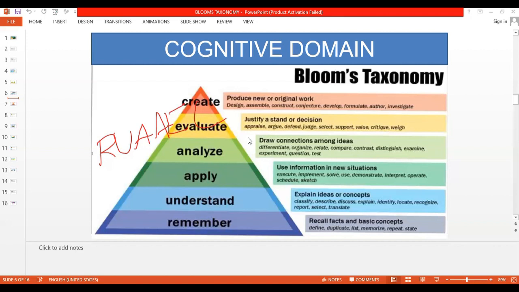Here, making a judgment based on criteria and standards, through checking and critical analysis, falls under evaluation. The attributes are appraise, argue, defend, judge, select, support, value, critique, weigh, etc. The last and the higher order thinking skill in the cognitive domain is create. Here, the learners are able to produce a new or original work. The attributes are design, assemble, construct, conjecture, develop, formulate, author, investigate.